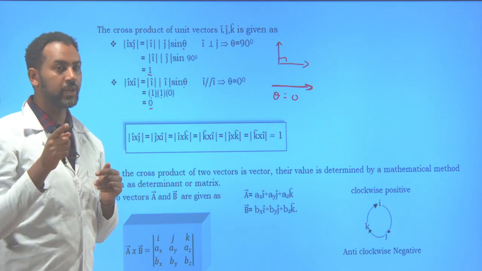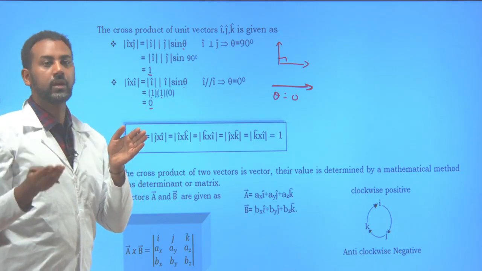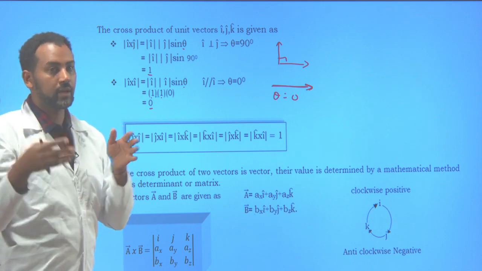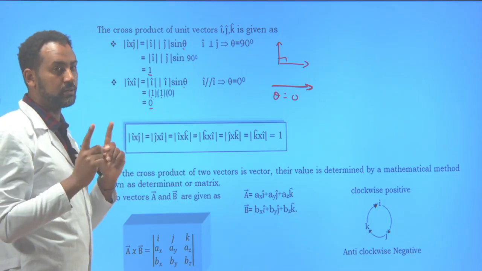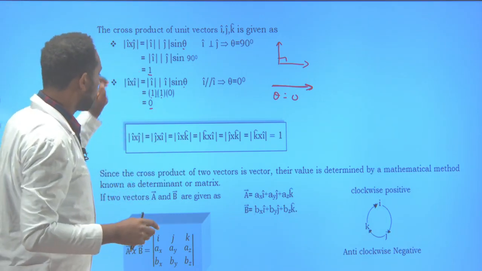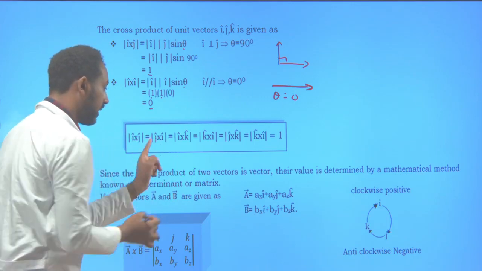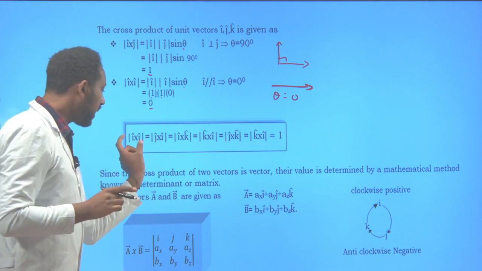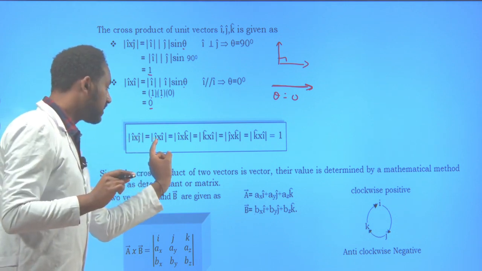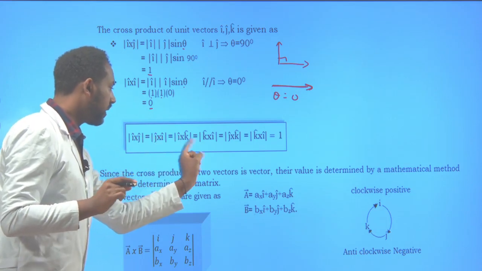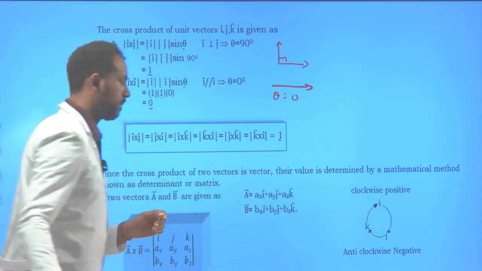But for i cross j, the magnitude of i cross j is 1. The magnitude of i cross k is 1. The magnitude of j cross k is 1. And the reverse is also true. But we are talking about the magnitude, not the vector itself. Okay, keep this in your mind. i cross j gives you the same as that of j cross i. Note that we are talking about the magnitude. i cross j is the same as j cross i, j cross k, k cross j, k cross i, i cross k, all give us 1.